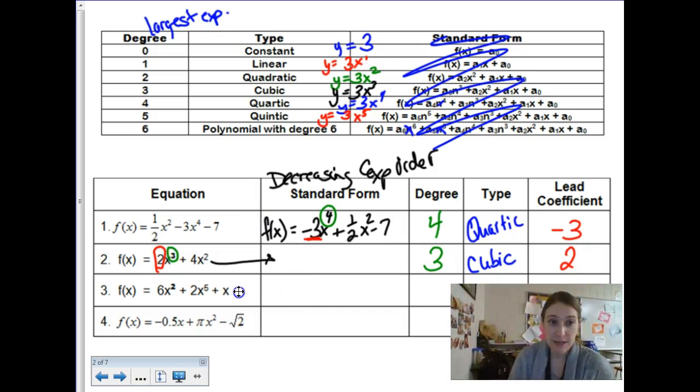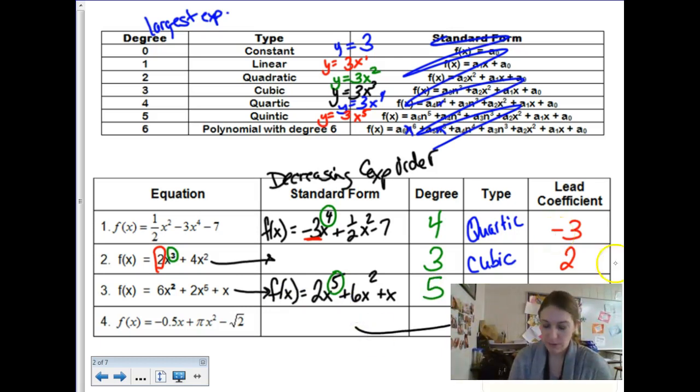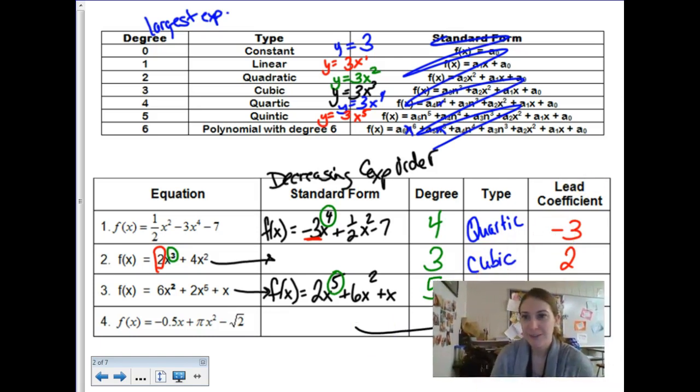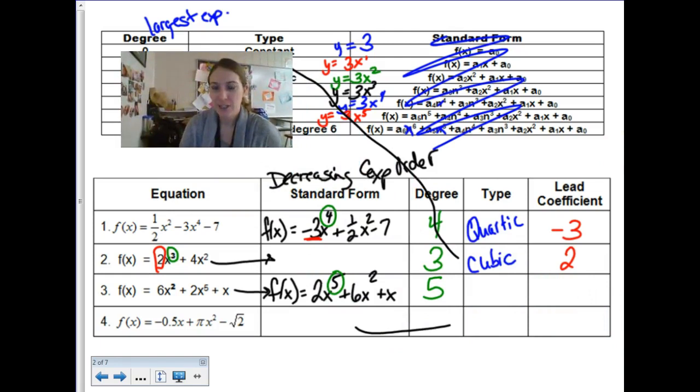All right, this next one is not in standard form yet. So we're going to rearrange it so that the lead term for standard form is 2x to the fifth. That's the highest exponent. And then plus 6x squared plus x. So now I can see that the degree is a 5. Get my face out of the way. There we go, technology. All right, so degree 5 is referred to as a quintic, which if you didn't know that until today, that's okay. Kind of makes sense though if you think about the prefix and stuff. Quintuplets, all that good stuff. All right, the coefficient of the lead term would be a 2.